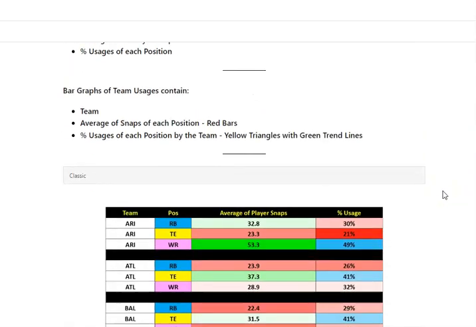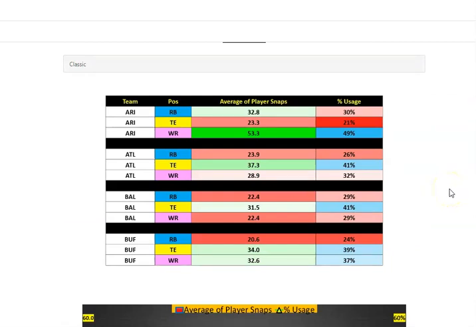Here's the metric table. It contains the team, the position, the average player snaps, in this case for all running backs, and then tight ends and wide receivers, and then the percent usage. One might think that Arizona is the rule of thumb. It actually isn't. Take a look at Atlanta, which looks a lot like Baltimore, right?